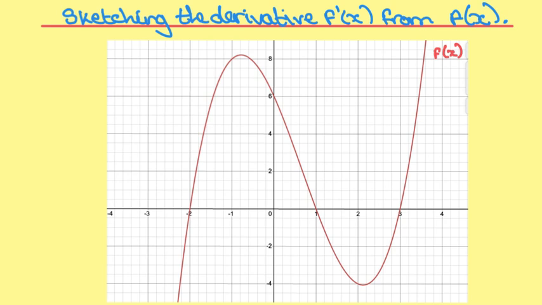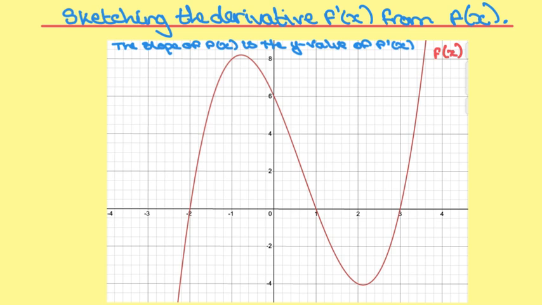In this graph, we're going to look at how you can sketch the derivative of a function from the function itself. Before we start, I want you to remember one sentence. The slope of f of x is the y value of f dash of x. Here we're given a graph f of x. It just happens to be a cubic.